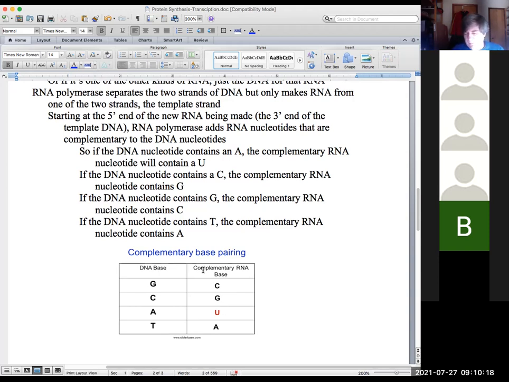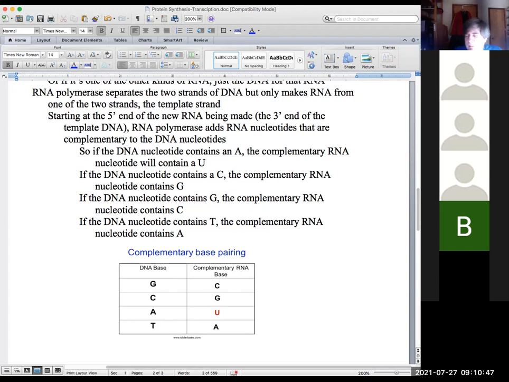So this is a table for complementary base pairing between DNA and RNA. Now, if we had a similar table for complementary base pairing between DNA and DNA, it would look exactly the same, except there would be a T here. So we'll talk about this a little bit tomorrow, because later today we're going to find a third process or a third set of rules for complementary base pairing.